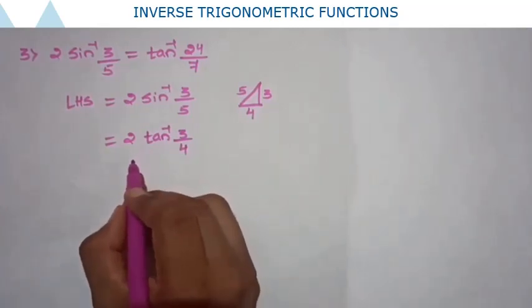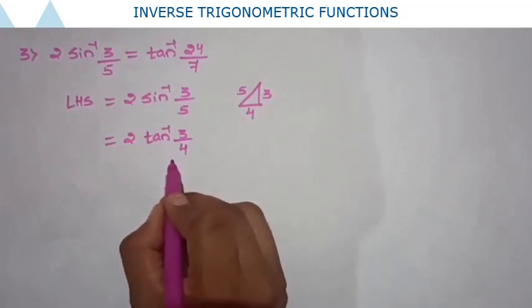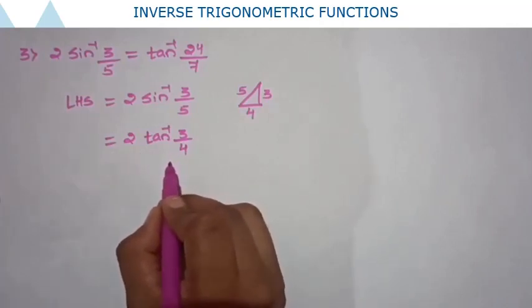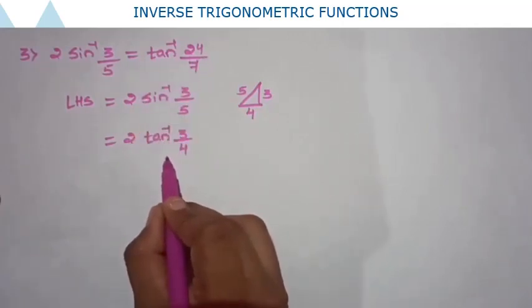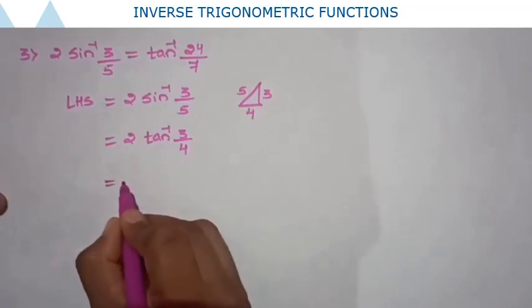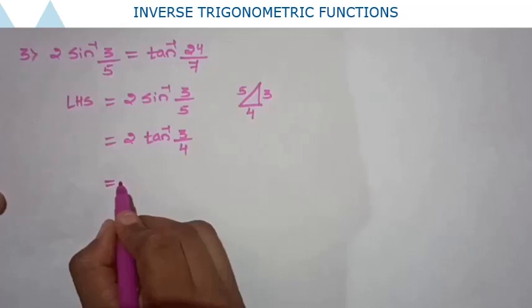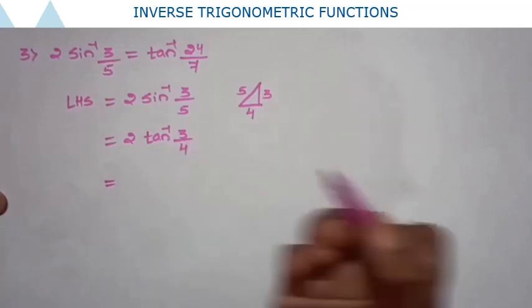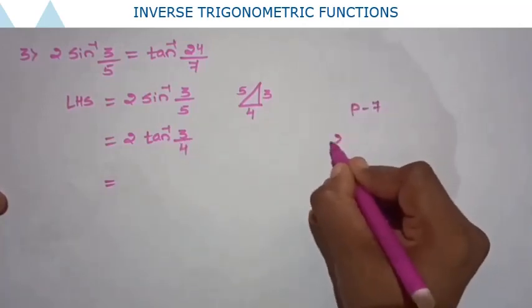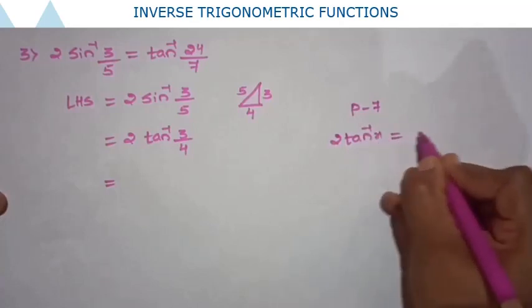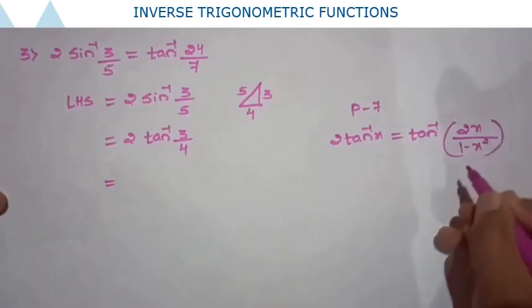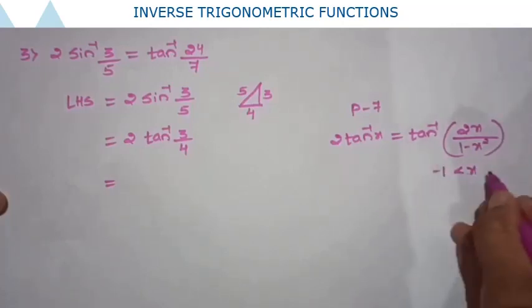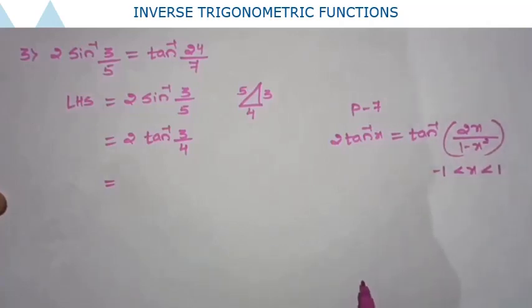From property number 7, 2 tan inverse x can be written in terms of sin inverse, cos inverse as well as tan inverse, but we want the answer in terms of tan inverse, so use 2 tan inverse x in terms of tan inverse. We know the formula: 2 tan inverse x is tan inverse of 2x by 1 minus x square. This is property number 7. This formula holds good when x is greater than minus 1 and less than plus 1.